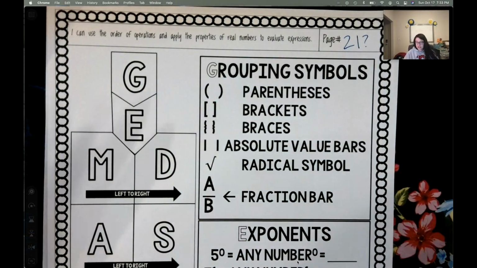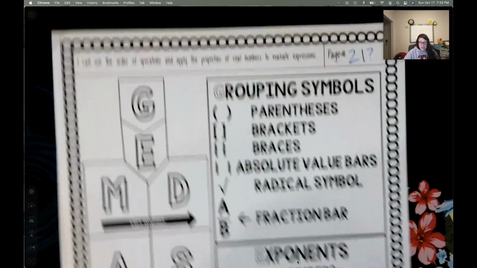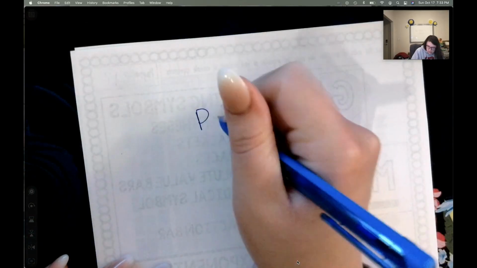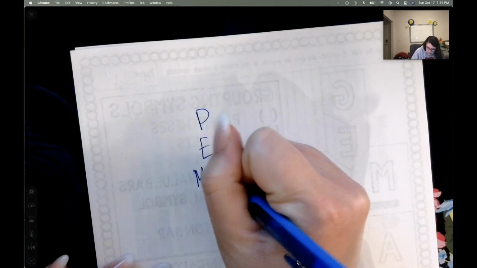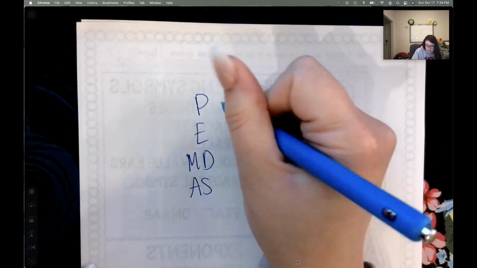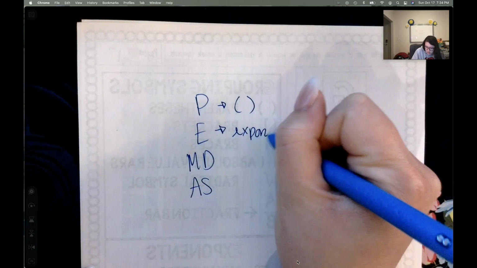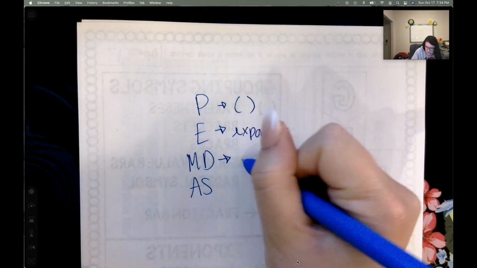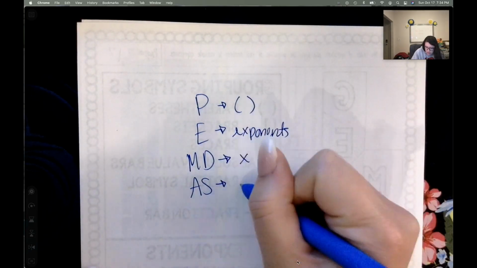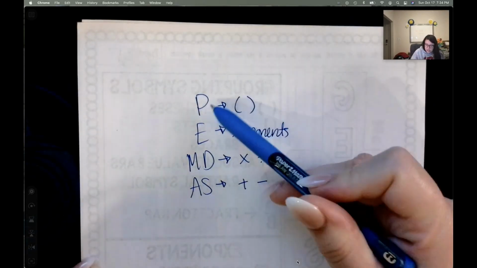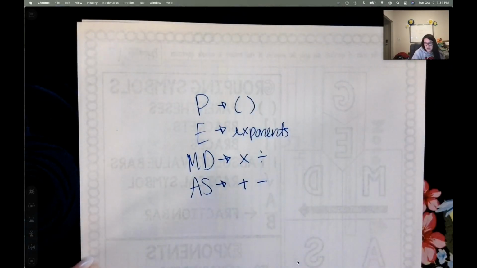So, with order of operations, a lot of us in the past have heard of, you don't have to write this down, PEMDAS, where the P stood for parentheses, the E stood for exponents, the MD stood for multiplication and division, and the AS stands for addition and subtraction. And that works for what you guys have had in the past.